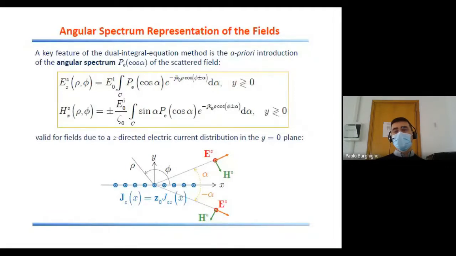This kind of representation expresses the fact that if you have a distribution of surface electric current density on the plane where our scatterer is located, and this current density is directed along Z, it will produce a spectrum of plane waves, in which here I have written explicitly a pair of them. I have written the plane wave that propagates at an angle alpha with respect to the x-axis, and the symmetric one, which propagates at the angle minus alpha, whose electric field lies in the x-y plane.